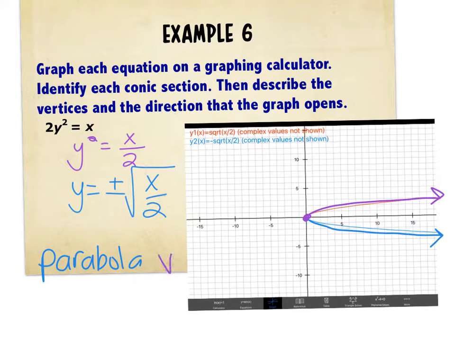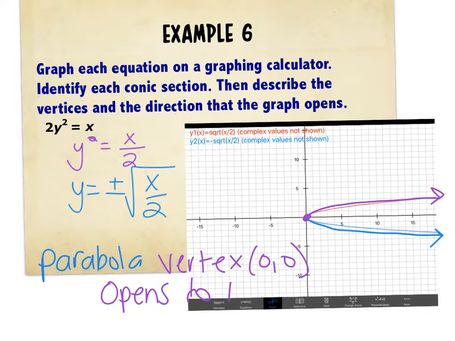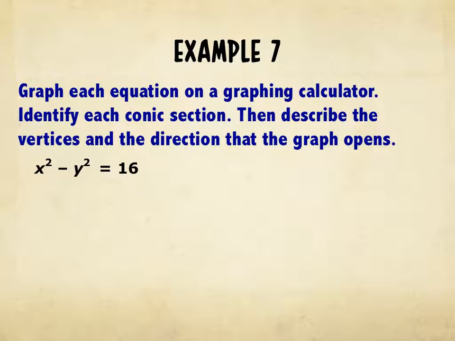Vertex is at 0, 0. And which way does this open? To the right, right? So with a parabola, you want to be specific. Up, down, right, left. Okay? With a hyperbola, it's going to be vertical or horizontal. Or up or down and left and right, which is fine by me for now. Okay, I'm going to come back to this.